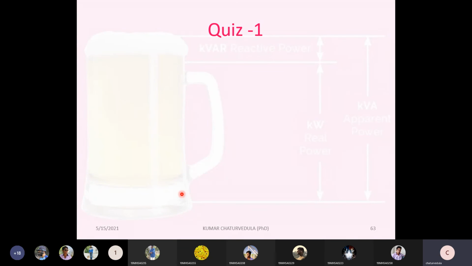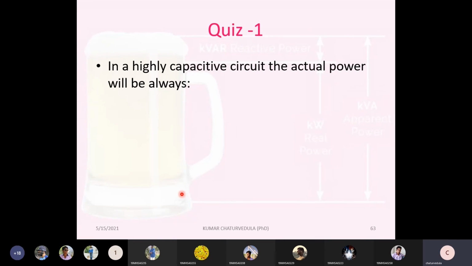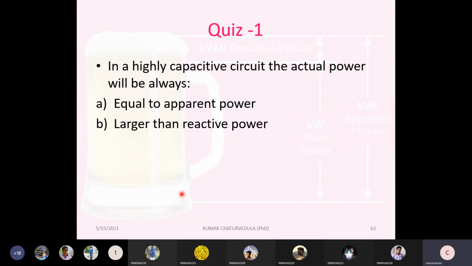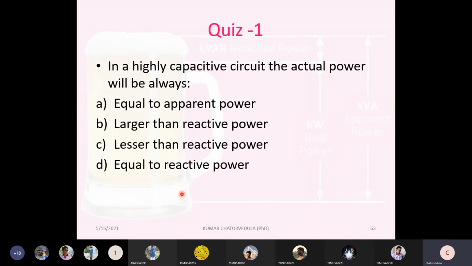Here I am putting some two or three quiz questions so that we can complete this lecture. In a highly capacitive circuit, the actual power will always be: equal to apparent power, larger than reactive power, lesser than reactive power, or equal to reactive power. In a highly capacitive circuit.